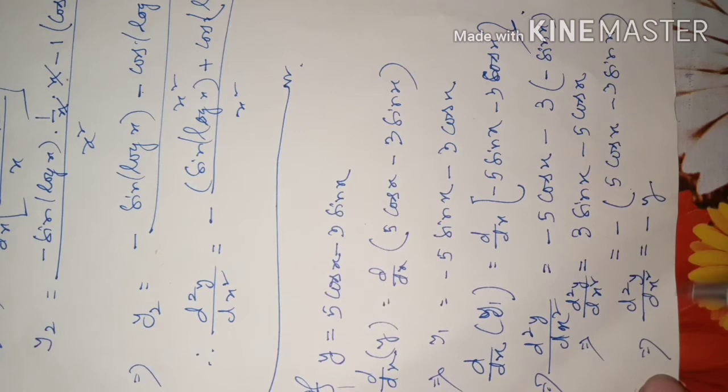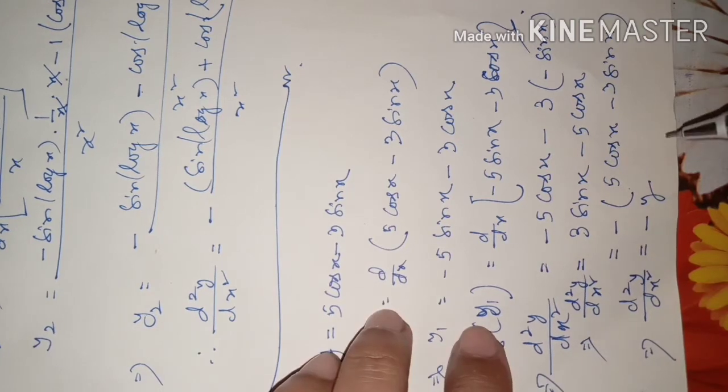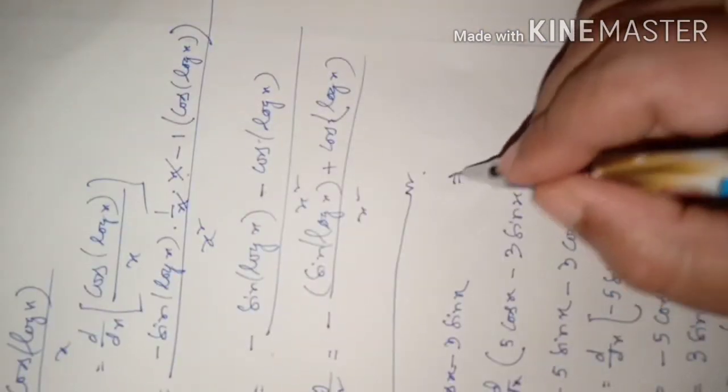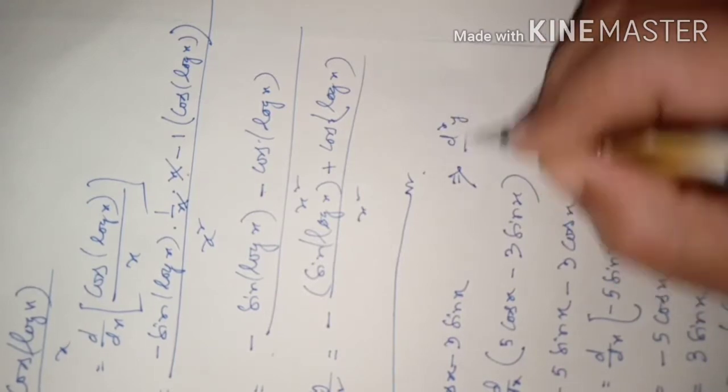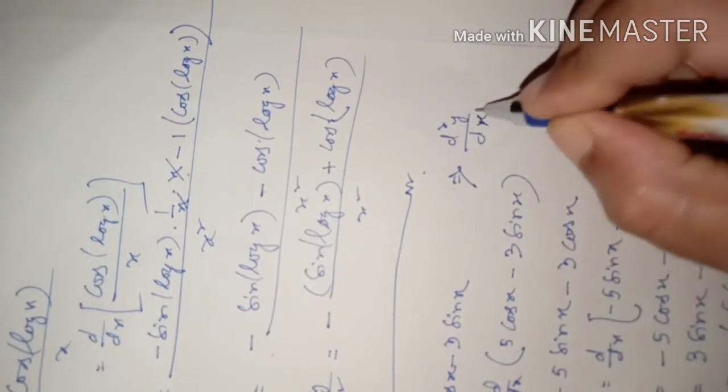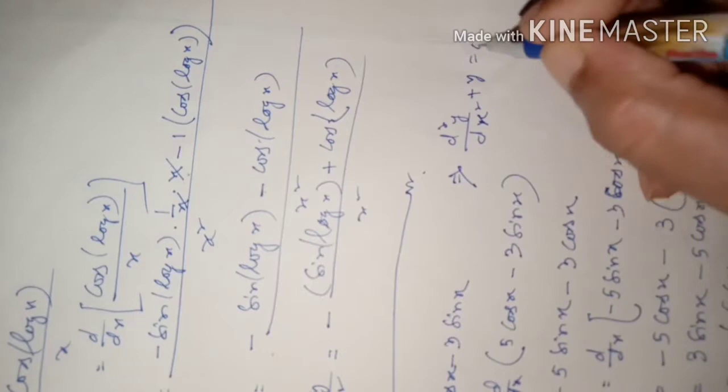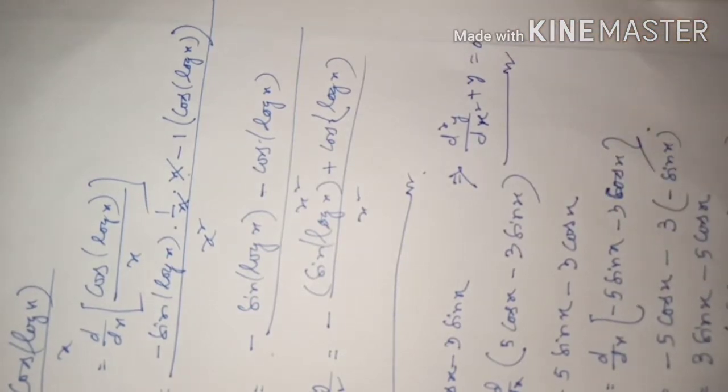So if this minus y is taken to the left hand side, this will give us d2y by dx square plus y is equal to 0. This is the final answer. Okay students?